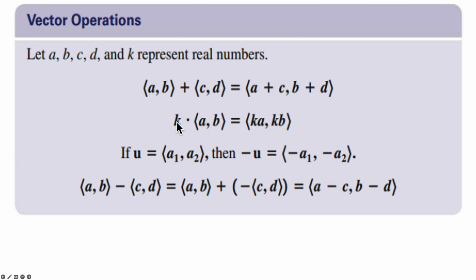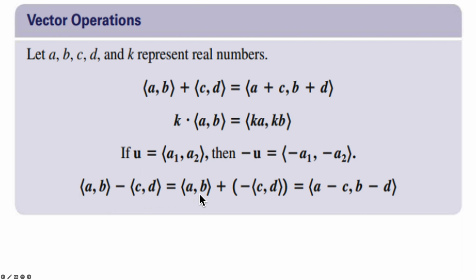If you have a scalar factor being multiplied to a vector in component form, you literally distribute the k to both components and multiply. So with that scalar factor k comes our opposite vector, negative u. That's just saying negative 1 gets distributed like the k did. So now if vector u is ⟨a sub 1, a sub 2⟩, then the negative vector u, its opposite, is ⟨negative a sub 1, negative a sub 2⟩.